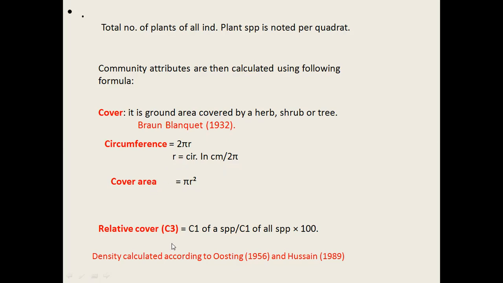Now the relative cover, which is denoted by C3. C3 is equal to cover of a species divided by cover of all species multiplied by 100. The relative cover, relative frequency, or relative density is mostly used because we need to know the percentage-wise contribution of every species. So that is why we go for the relative cover, the relative density, and the relative frequency.